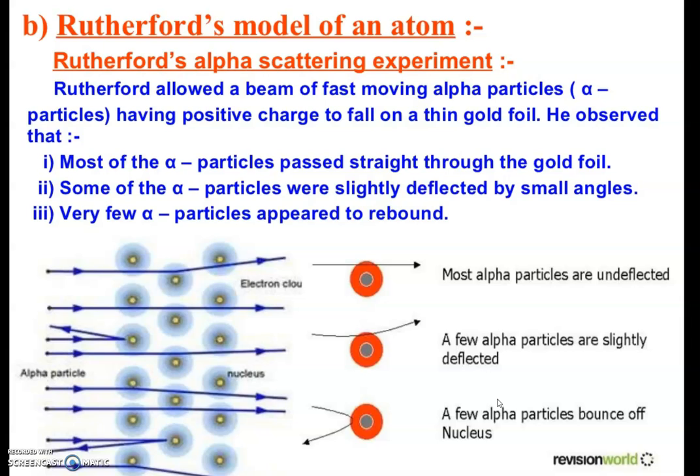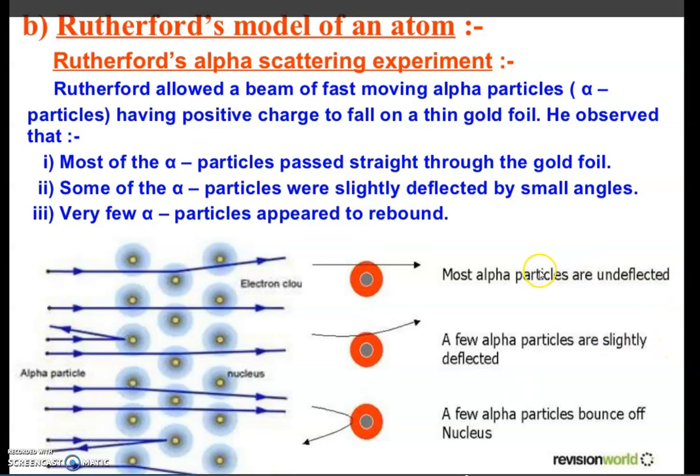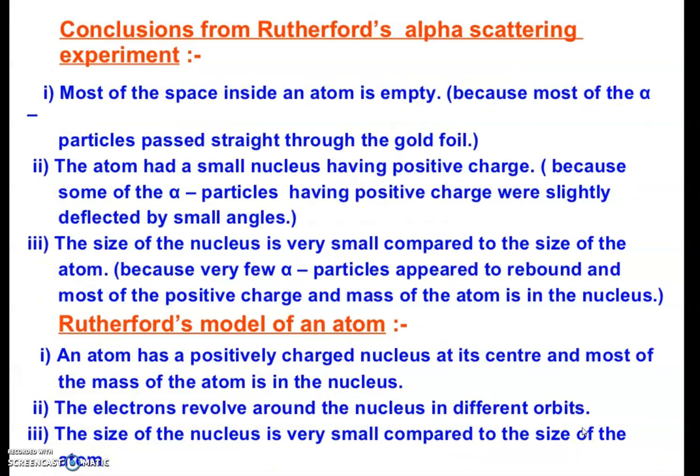The next one, Rutherford's model of an atom. What is the other name of Rutherford's model of atom, children? It is the solar system model. And how did he identify this model? By one famous experiment. What was that? Alpha scattering experiment or gold foil experiment. I hope you remember this gold foil experiment. And what are his observations? There are four observations. What are they? Most of the alpha particles are undeflected. A few alpha particles are slightly deflected. A few alpha particles were bounced back.